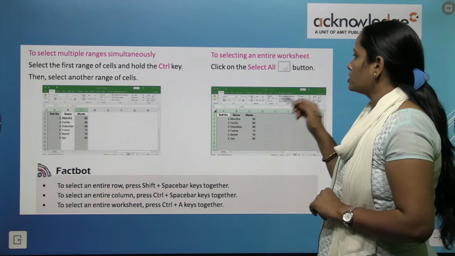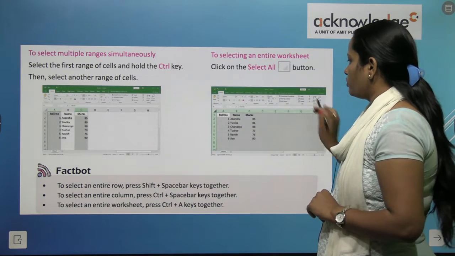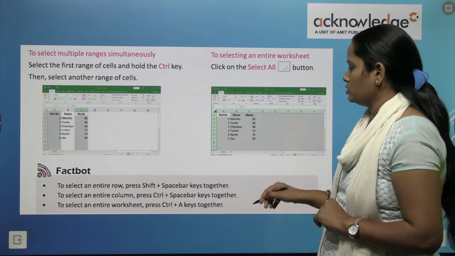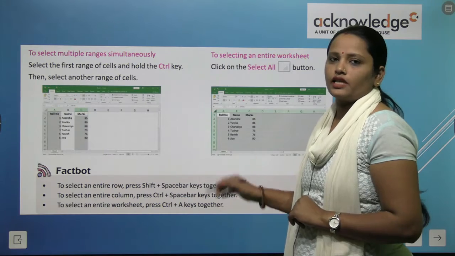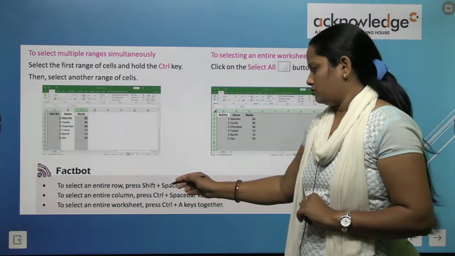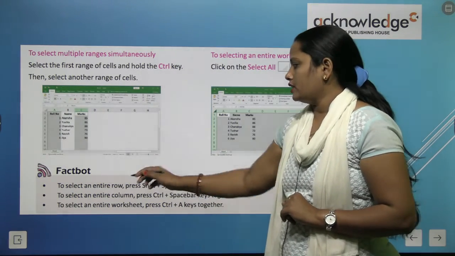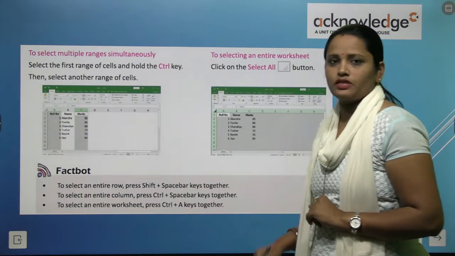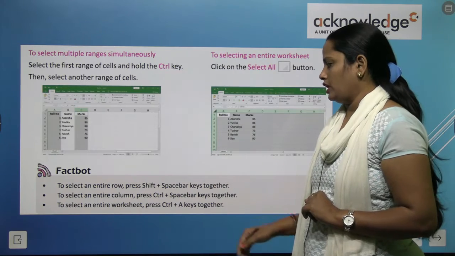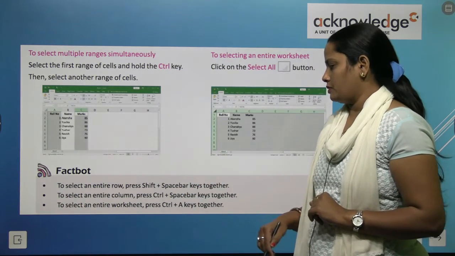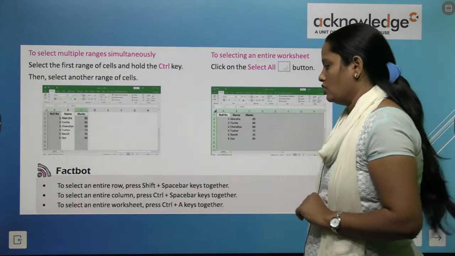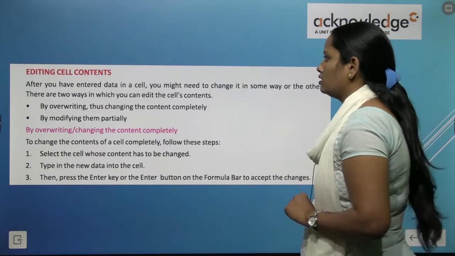To select an entire worksheet, click on the select all button. So if we want to select the whole worksheet, we have to click on the select all button, or also we can use the Control A key combination for selecting the whole worksheet. Here are some shortcut keys given here. To select the entire row, you can also use Shift plus space bar key together. To select the entire column, we can press Control plus space bar key together, and to select the whole worksheet we can press Control plus A key. So these are the shortcut keys we should remember.